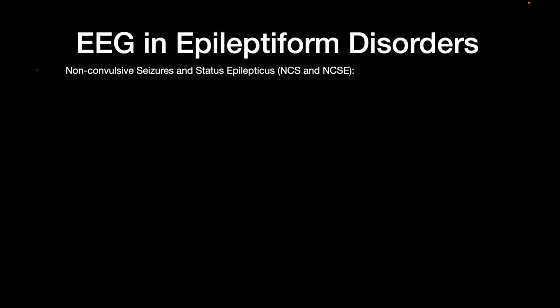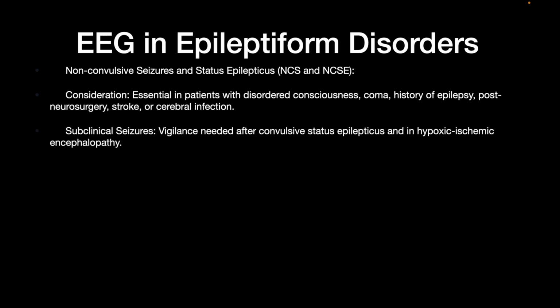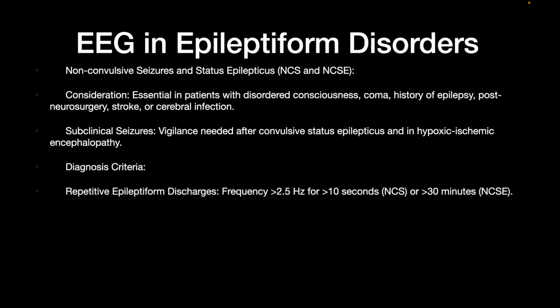Finally, EEG in epileptiform disorders, where it is more commonly used, and the most common condition where it is used in the ICU is non-convulsive seizures. It is essential in patients with disordered consciousness, coma, history of epilepsy, post-neurosurgery, stroke or cerebral infection. Vigilance is needed for convulsive status epilepticus and in hypoxic ischemic encephalopathy. The diagnostic criterion is repetitive epileptiform discharge, that is frequency more than 2.5 Hz for more than 10 seconds, that is non-convulsive seizures, or if it is status, then it has to be for more than 30 minutes.